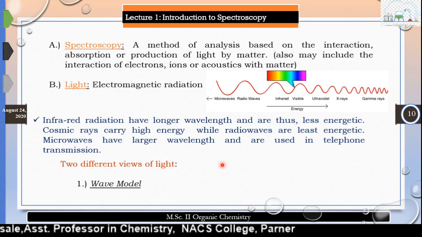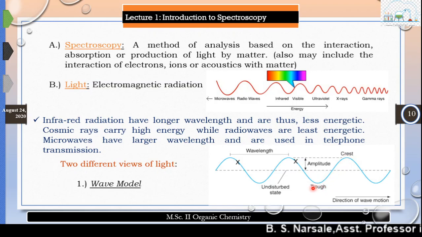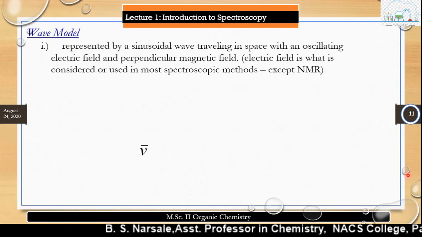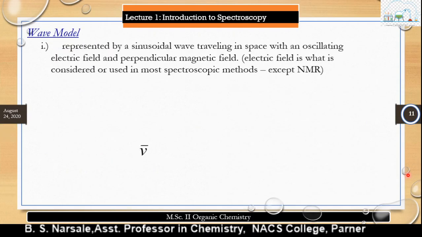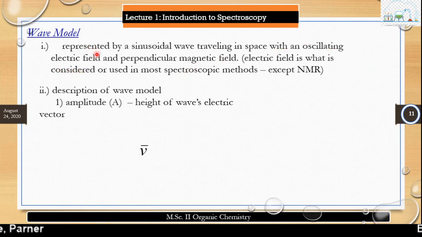Two different views of light are given. In the wave model, we observe the crest and trough, and these are given by a sinusoidal wave traveling in space with an oscillating electric field perfectly perpendicular to a magnetic field.